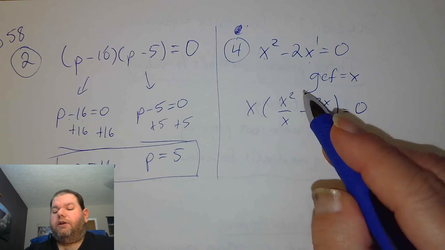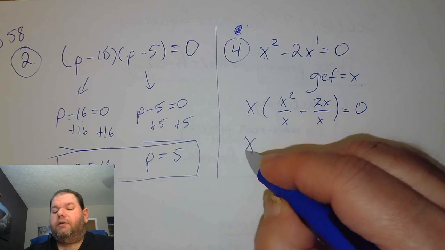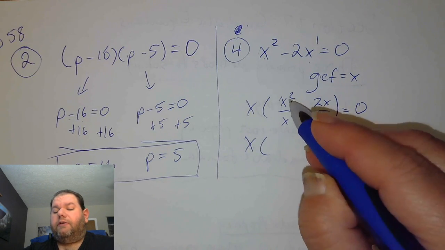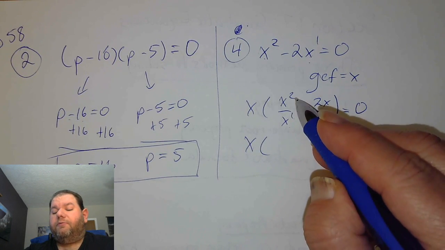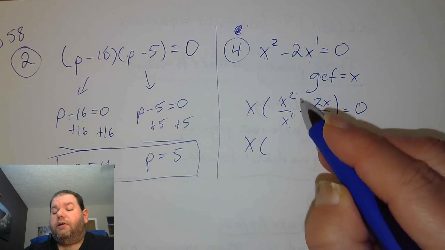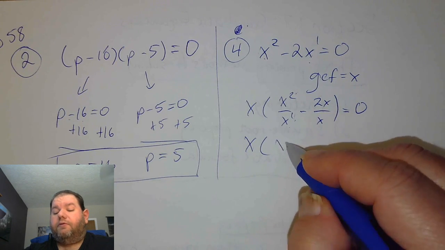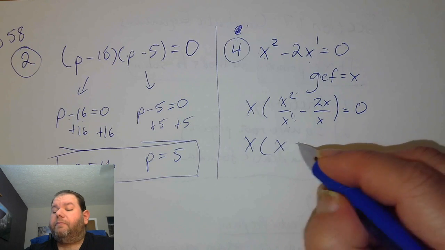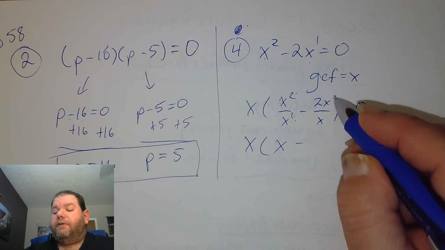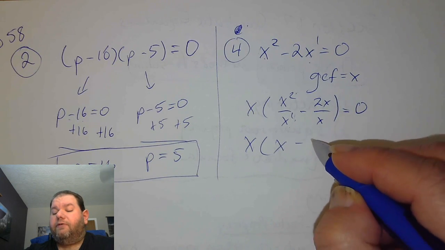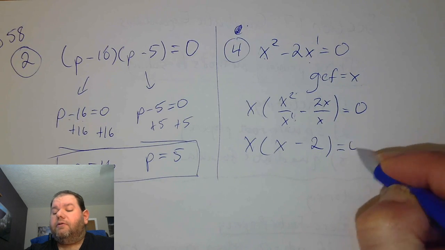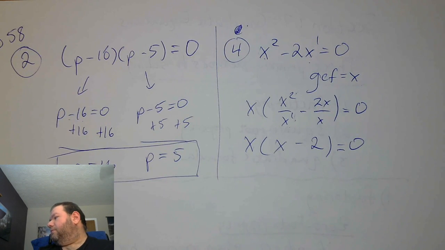So we want to divide each of those by x. So x squared divided by x to the first, we subtract 2 minus 1, which gives us x to the first, or x. 2x divided by x, the x's basically cancel out, so it's just a 2.